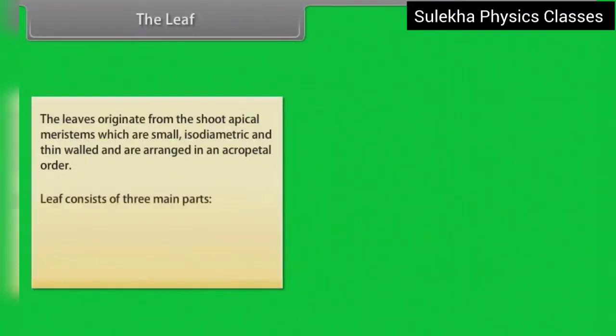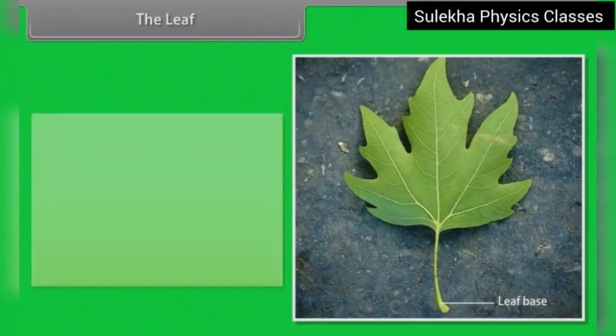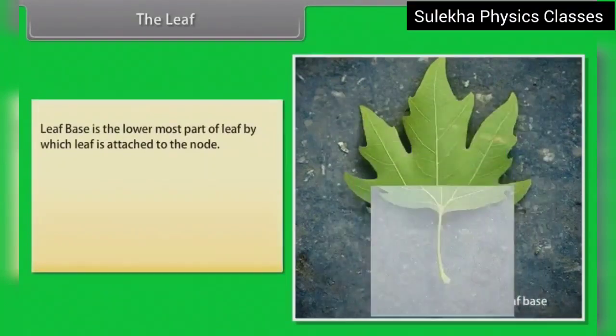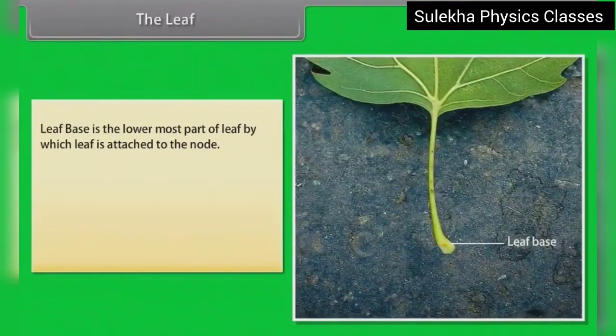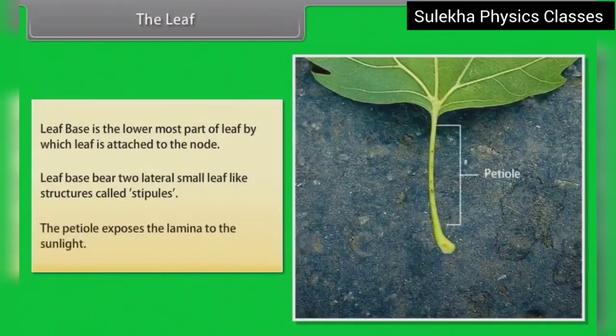order. Leaf consists of three main parts: leaf base, petiole, lamina. Leaf base is the lowermost part of the leaf by which leaf is attached to the node. Leaf base bears two lateral small leaf-like structures called stipules. The petiole exposes the lamina to the sunlight.